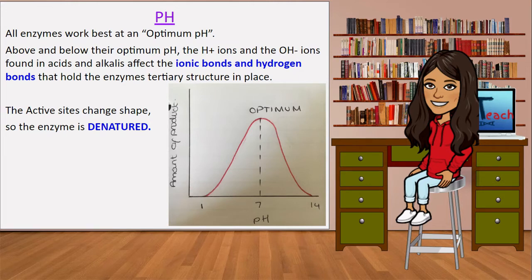This means that the shape of the active site changes, and we say that the enzyme has become denatured. The graph here shows the typical bell curve that we would see when we look at pH against rate of reaction, with the peak of the bell curve being the optimum, as that is where the rate of reaction is at its highest.